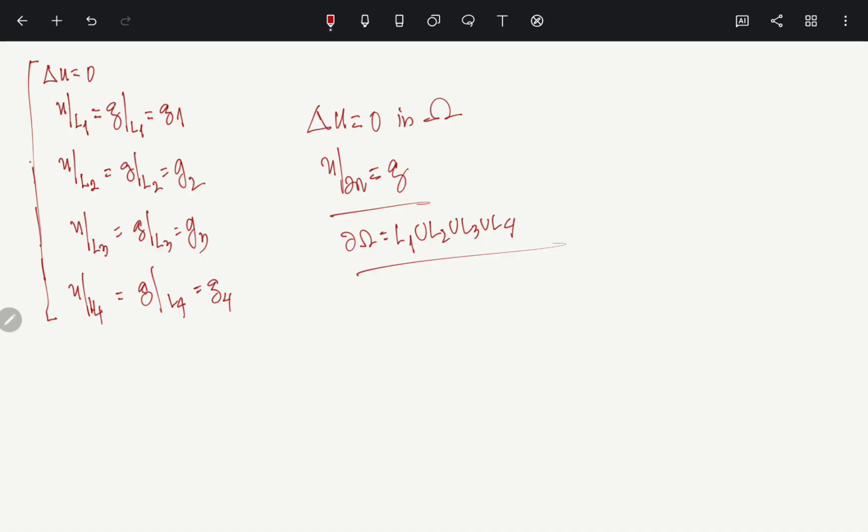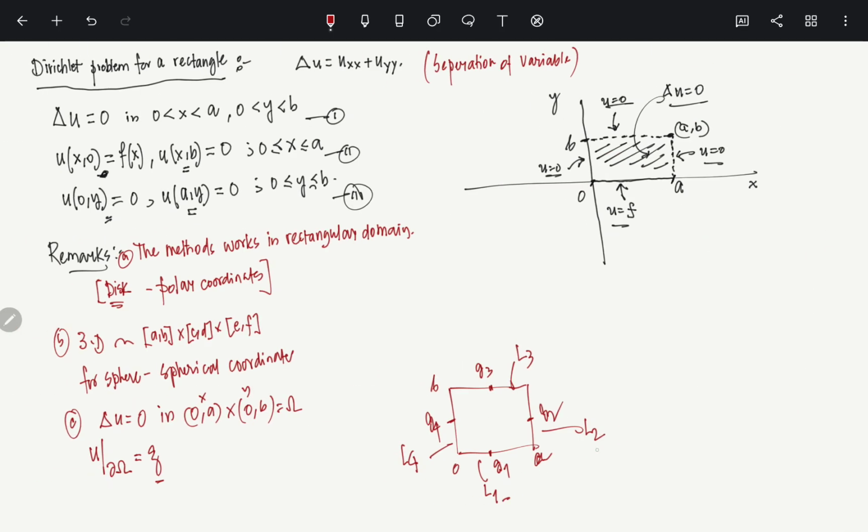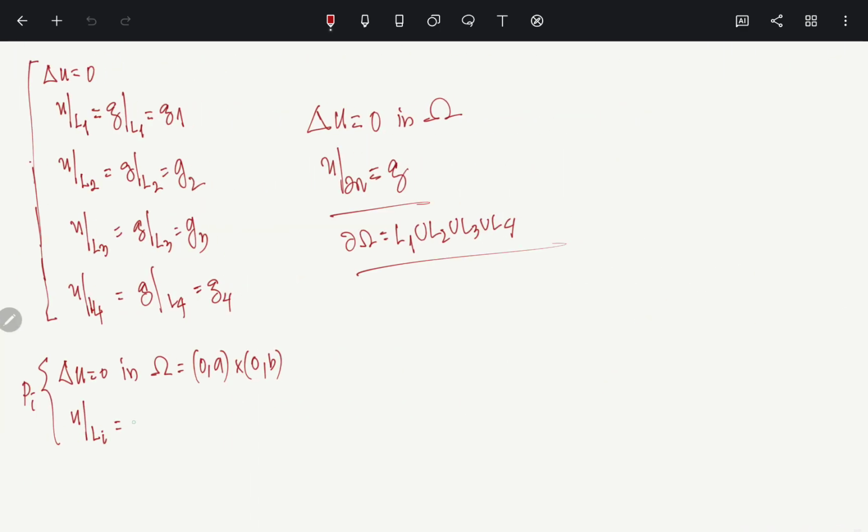Now you see, let's say that Laplacian of u equals 0. Let's call this pi, and in this domain omega is 0a cross 0b. Clear? And I am saying that u restricted to the line Li can be this line, this line, this line, or this line. So basically, for i between 1, 2, 3, 4, any of these is essentially gi, for i equals 1, 2, 3, and 4.